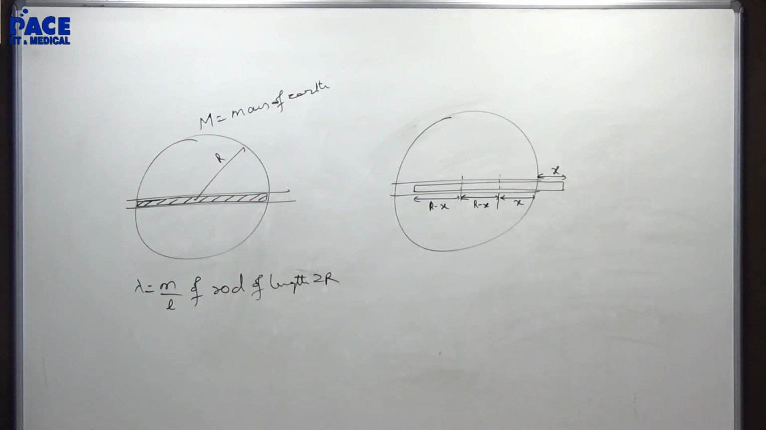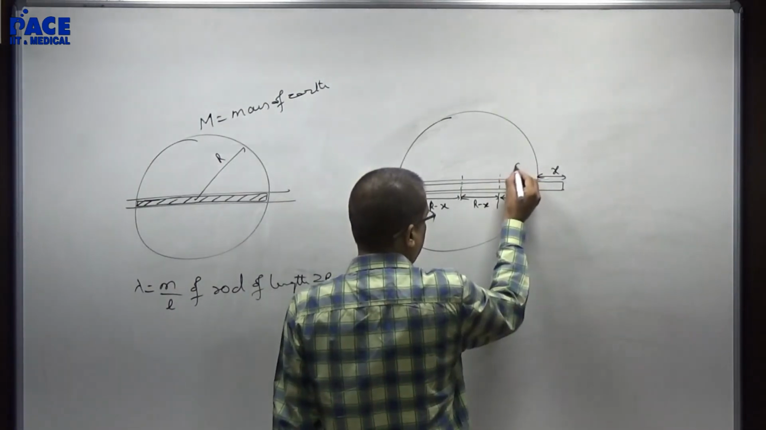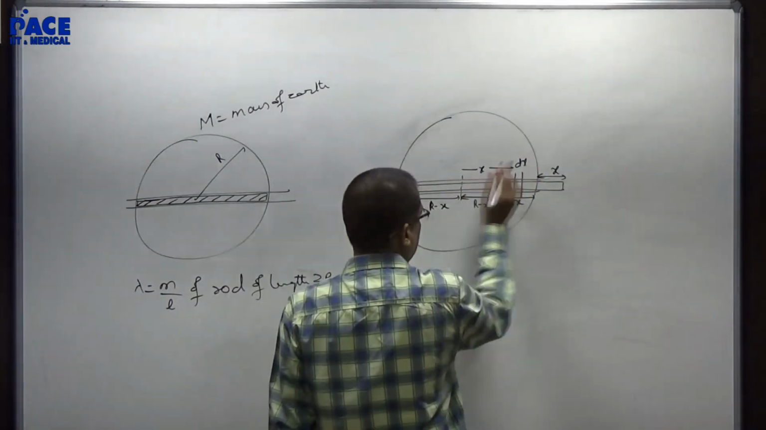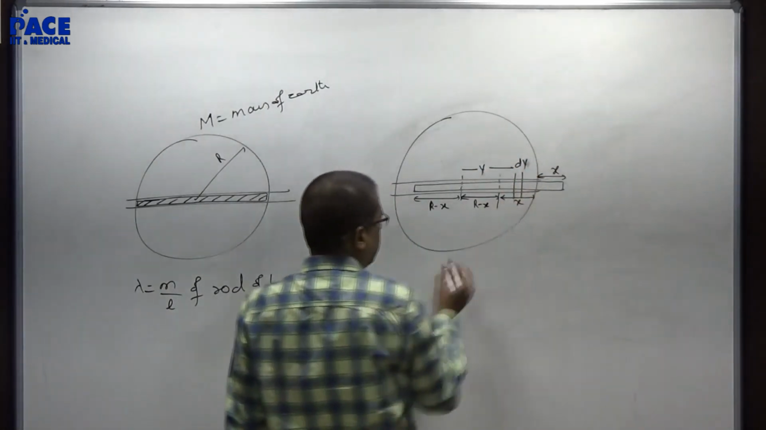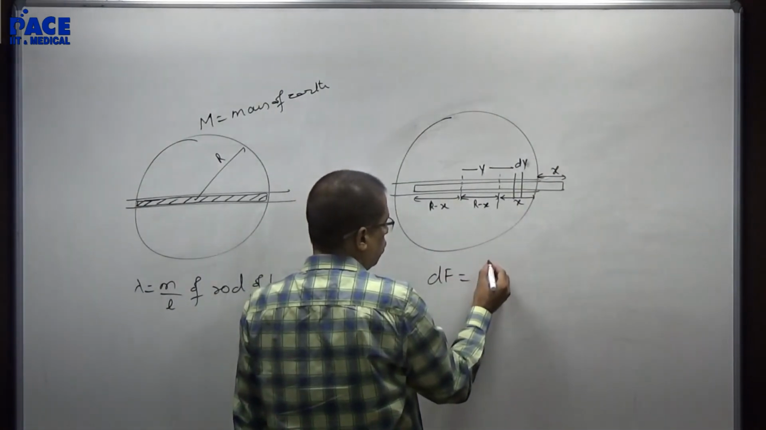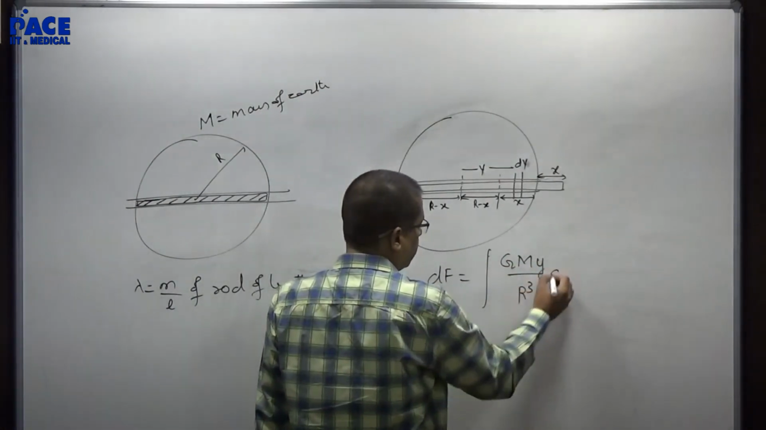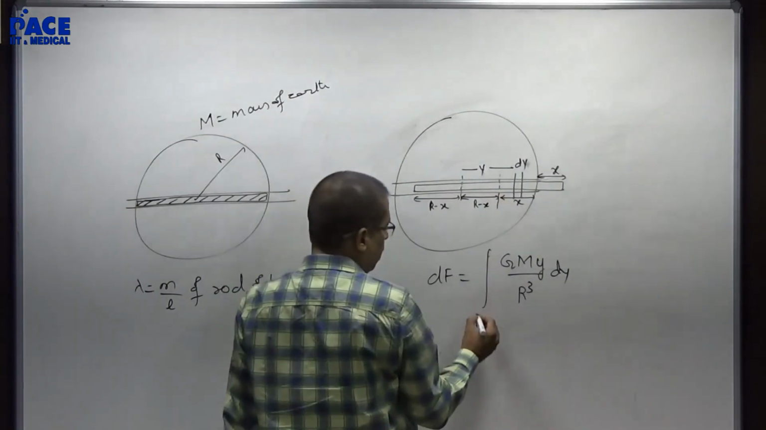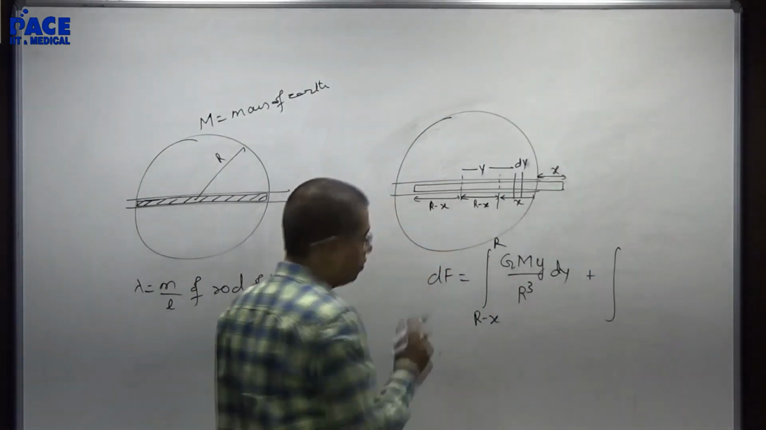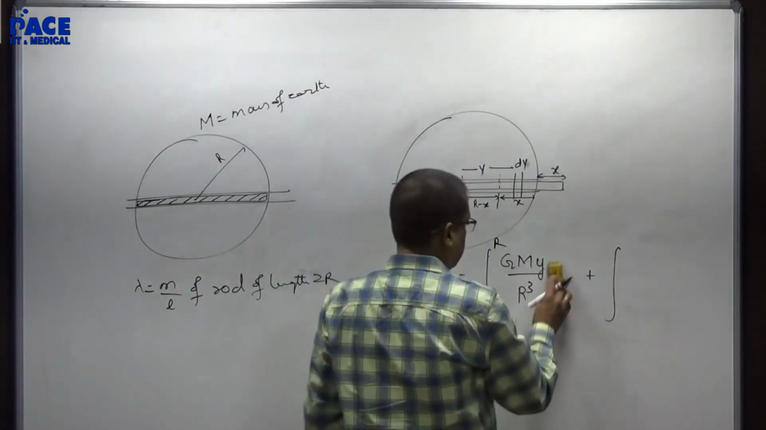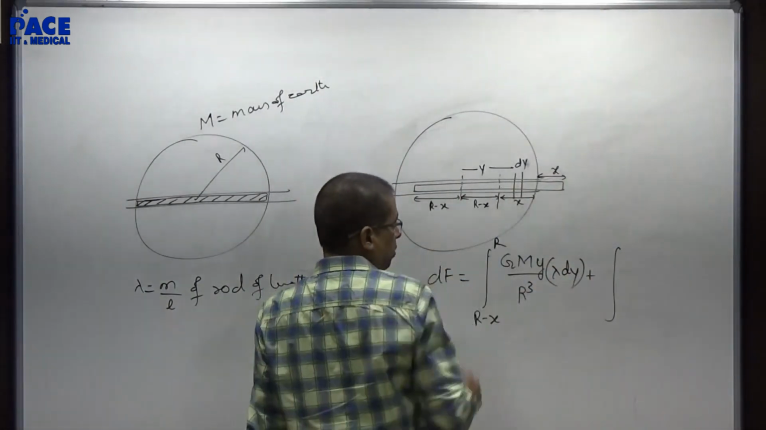So how do you find the force on that small element x that is outside? Consider a small element of dx at a distance of y. dF will be equal to the integral of G capital M y by r cubed into dy, where the least value of y is r minus x to r, into lambda dy. This is the field, and this is the mass of the small element.